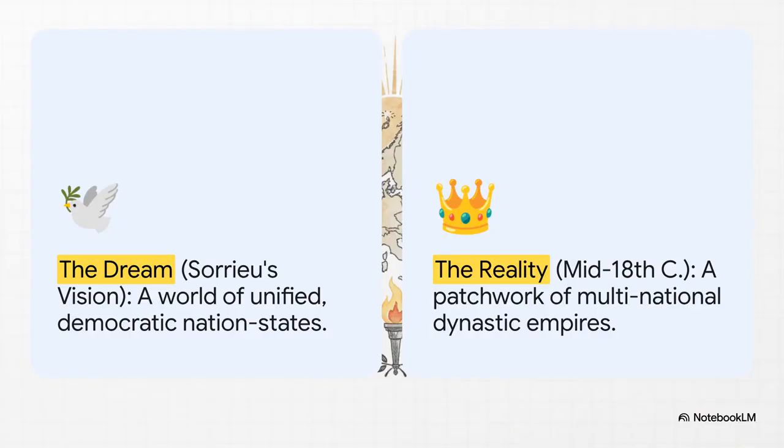But here's the thing. Sorrieu's vision was exactly that, a dream. The reality of mid-19th century Europe was a continent of sprawling patchwork empires. You had the Habsburg Empire, for instance, which was this jumble of German speakers, Italians, Hungarians, Poles, Croats, you name it. The only thing holding them together was their loyalty to one single emperor.